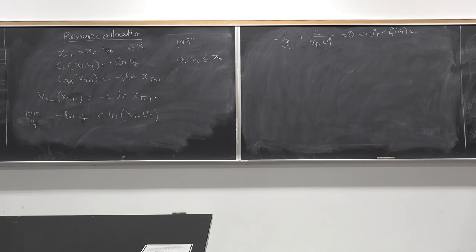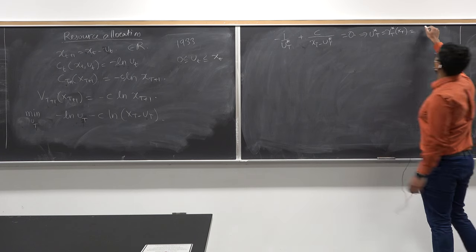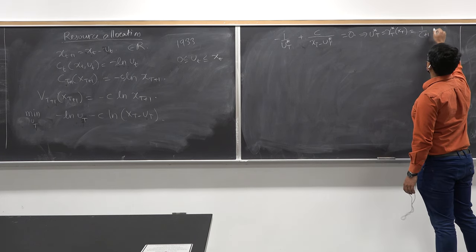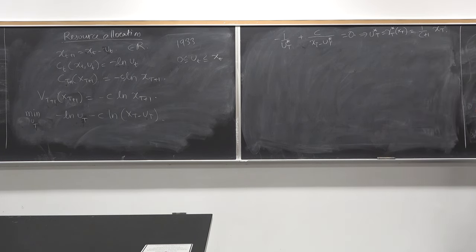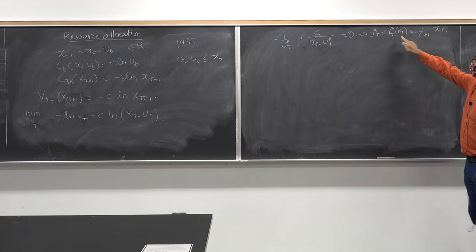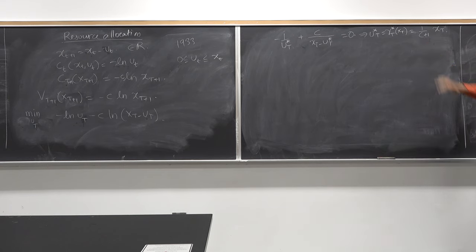Somebody should be able to solve this problem, right? Not that difficult. Yeah, x_t over c plus 1. That's right. 1 over c plus 1 times x_t. So once again, we see that the optimal strategy, or optimal policy, here is a linear function of x_t. In order to store the policy, all I have to store is this 1 over c plus 1 term. That's it.